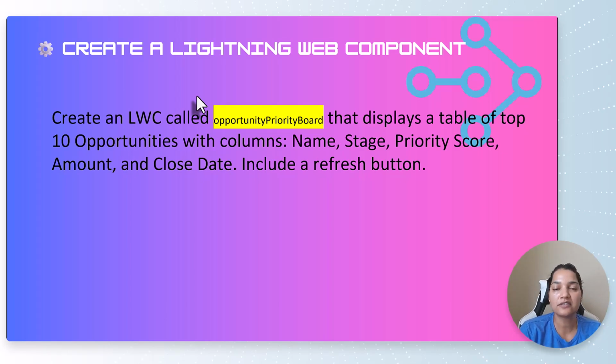So I've written a very simple prompt here where I'm creating an LWC, and the name that I'm giving to my LWC is Opportunity Priority Board, that displays a table of top 10 opportunities, and the columns that I want are the name column, stage, priority score, amount, and close date. And also I wanted to have a refresh button, and basically the refresh button is going to refresh the opportunities. Okay. And this is what my LWC component is going to do.